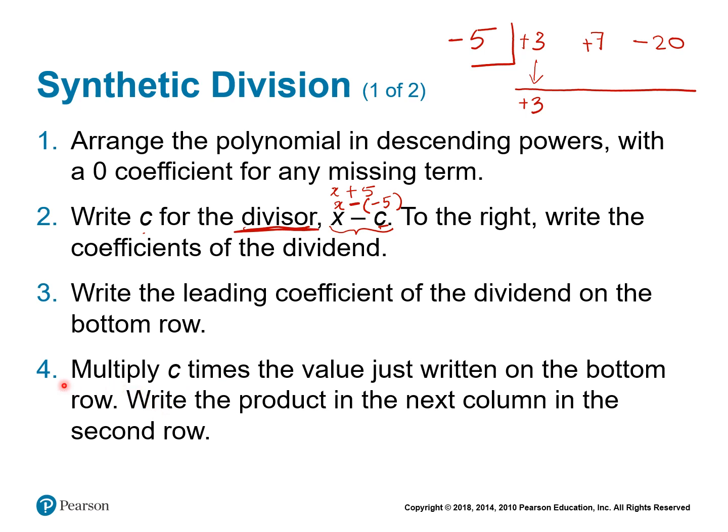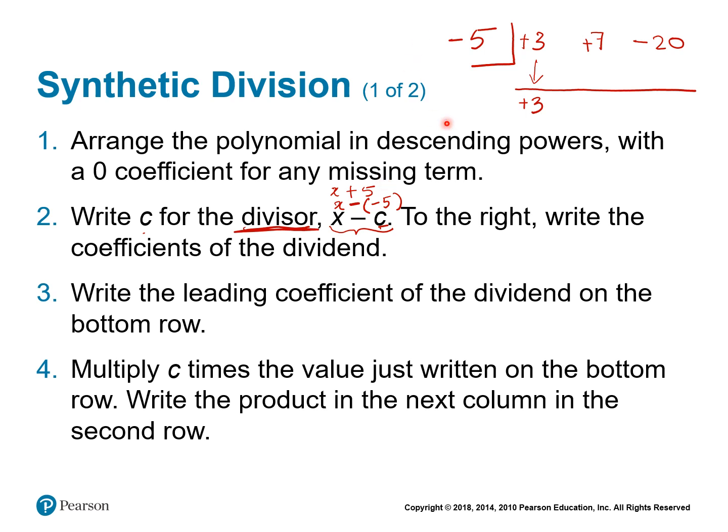Write the leading coefficient of the dividend on the bottom row. And then number 4 says multiply c times the value just written on the bottom row. So minus 5 times positive 3. That's what they are saying here. Multiply c, c is minus 5, times the value just written on the bottom row here, and write the product in the next column in the second row.